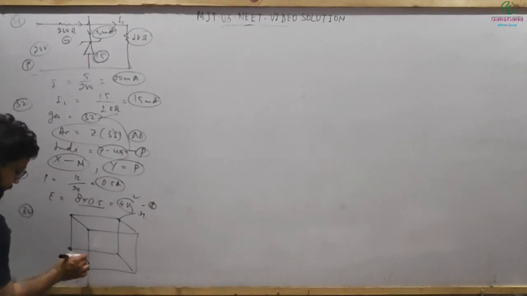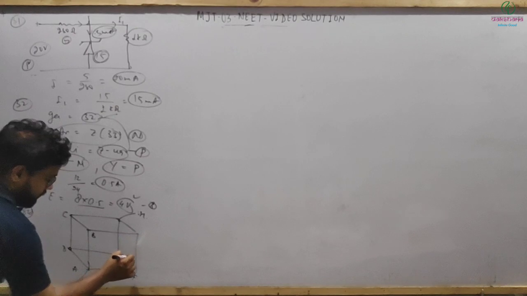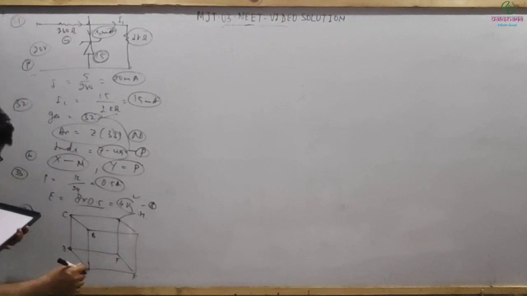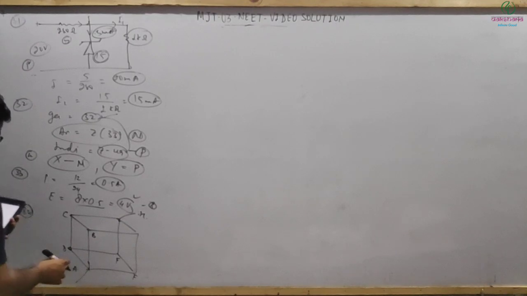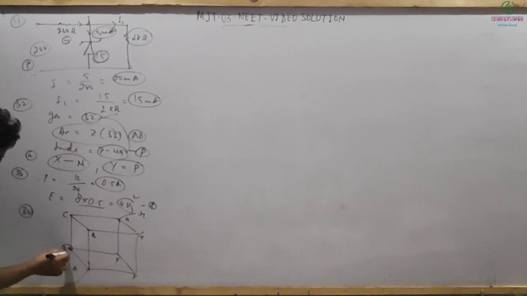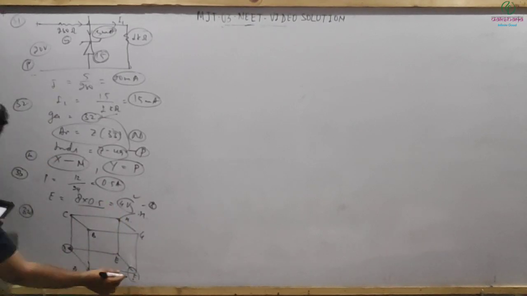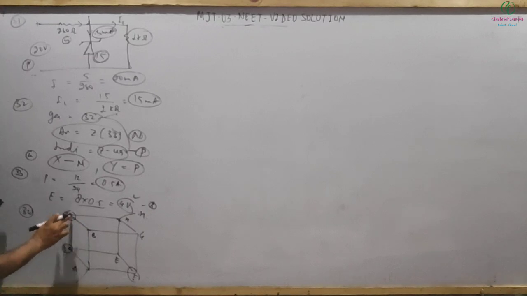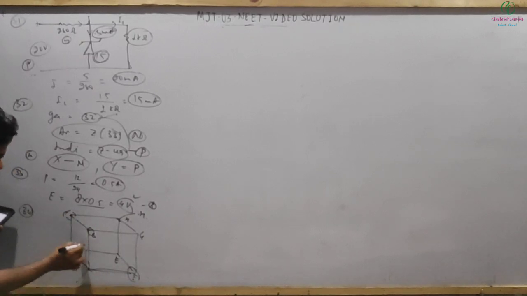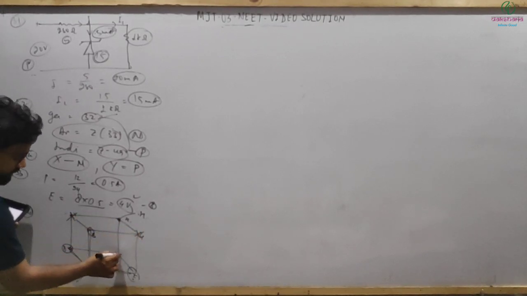So here you can see, let's say A, B, C, D. This is E, F. All right. Let's say G and H. So now you can see here, it's E, F, G, H. So E, this and this, this are all at the same potential, and now from here we can say this and this will be at the same potential.